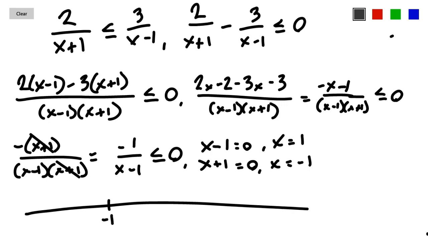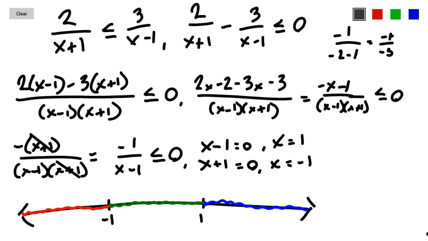I got a minus 1 here and a positive 1 here. I'm going to make my little color code really quick. Green in the middle, and then the last one is going to be blue. So now I'm going to pick values that are less than negative 1 to test. So I have negative 1 over negative 2 minus 1. This gives me a minus 1 over minus 3, which is a positive 1/3. But we're looking for values that are less than or equal to 0. So this doesn't work because it's positive. And so since I have a positive value right here, this first interval is not going to work.